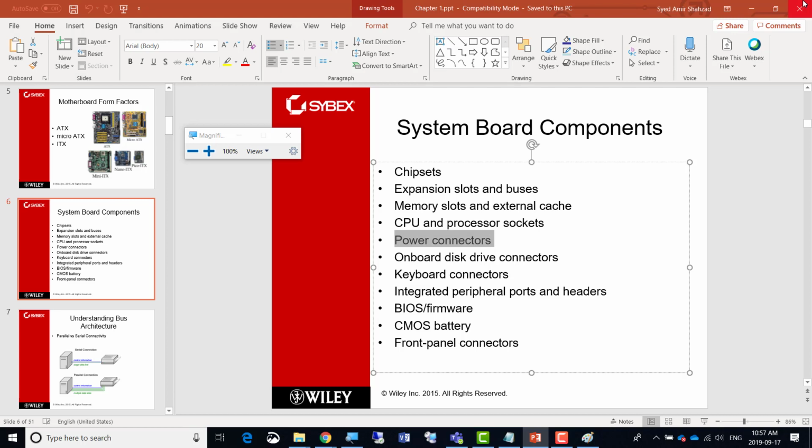Okay, so motherboard has power connectors, onboard disk drive connectors. This is what I just mentioned. Onboard disk drive connectors. One is this, and one is this. Can you tell me what is the job of the two? What does this do? What does this do? We just talked about it.